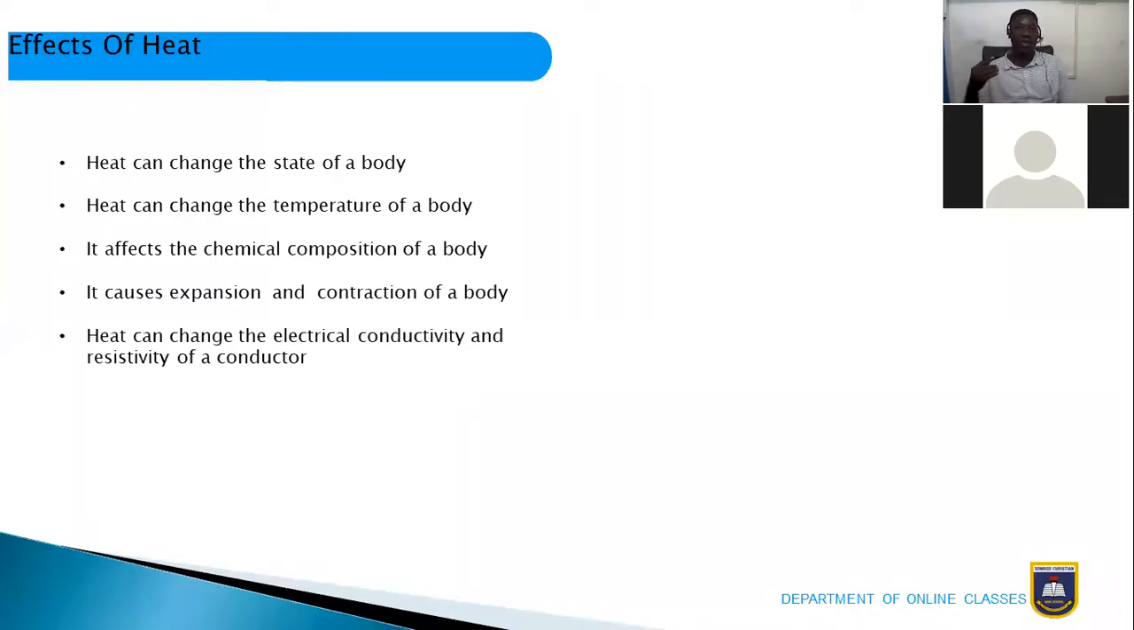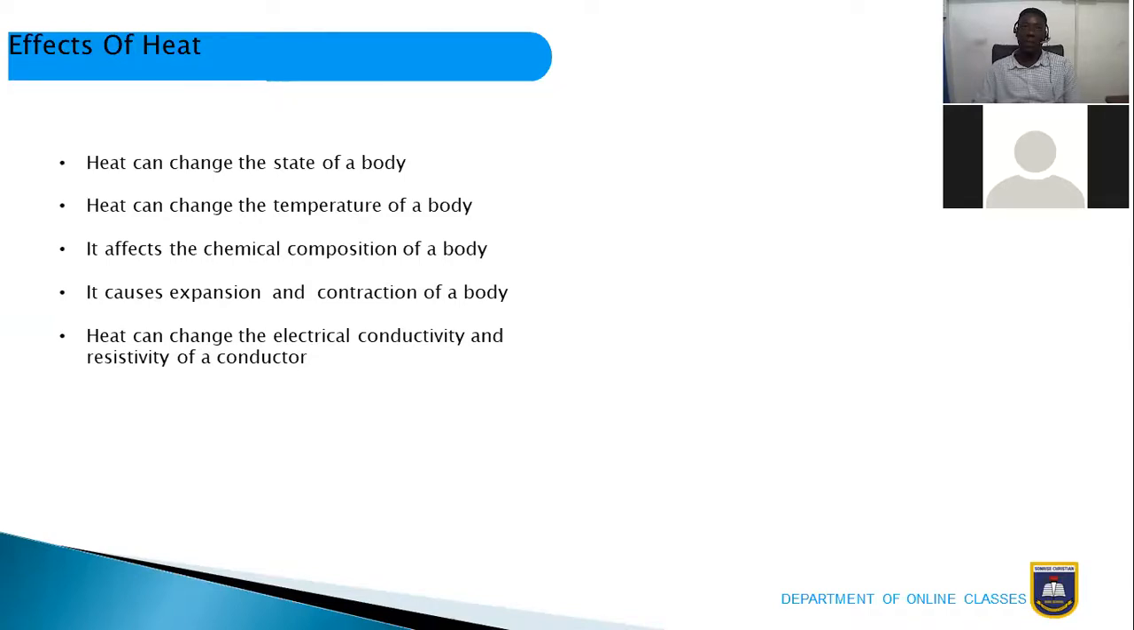Or you can put, let's say, a metallic substance under the sun for a very long time. You see that it becomes very hot. The temperature will automatically change. And heat affects the chemical composition of a body.